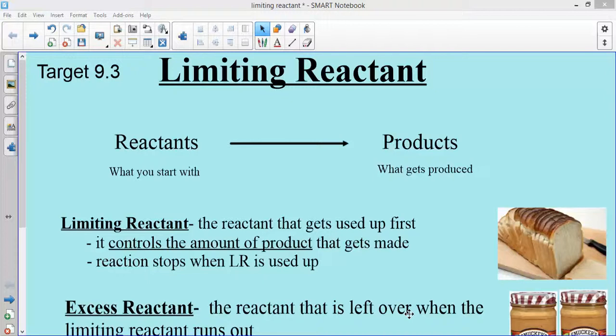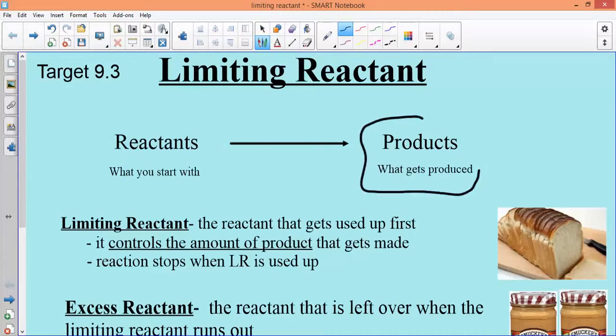Target 9.3, limiting reactant. The reactants are what you start with on the left side of the equation. The products are what you end up with on the right side of the equation. The types of problems that will be of the limiting reactant type will give you the amounts of both of your reactants and ask you how much product is formed.